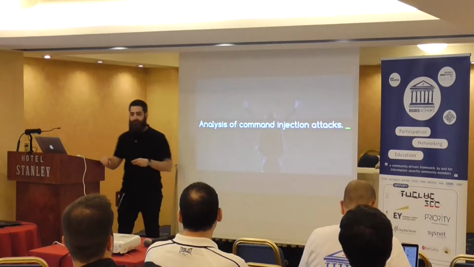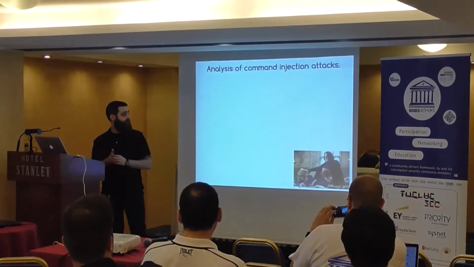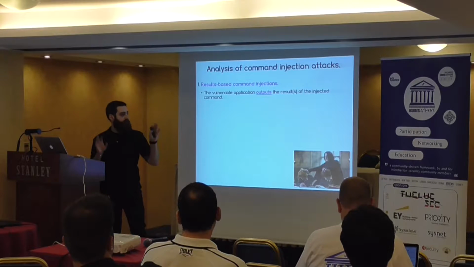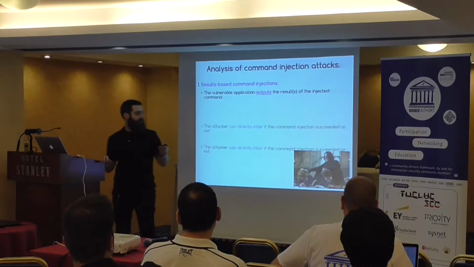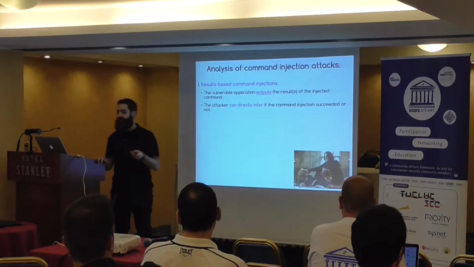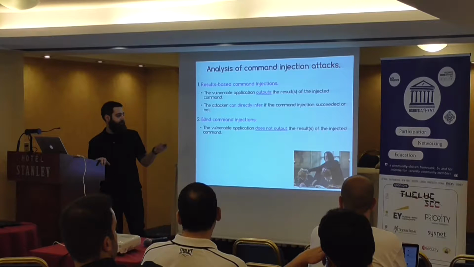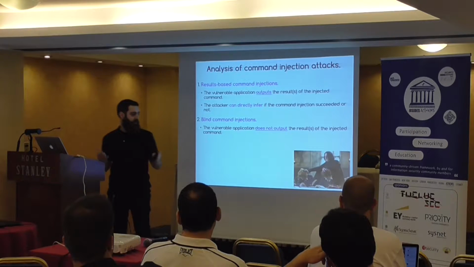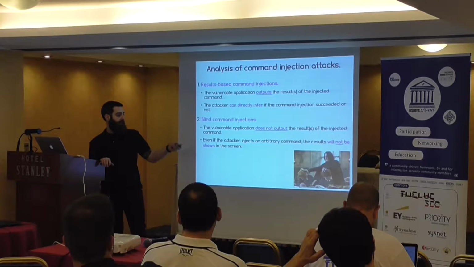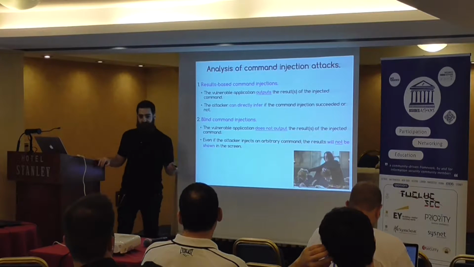During that research, two main categories of command injection attacks were identified. The first one includes results-based command injections, in which the vulnerable application just outputs the result of the injected command, and the attacker can directly infer if the command injection succeeded or not. And of course, the injection results are visible. The second category includes blind command injections, in which the vulnerable application does not output the result of the injected command. Even if the attacker injects an arbitrary command to the vulnerable application, the results will not be shown on the screen, so the injection results will not be visible.